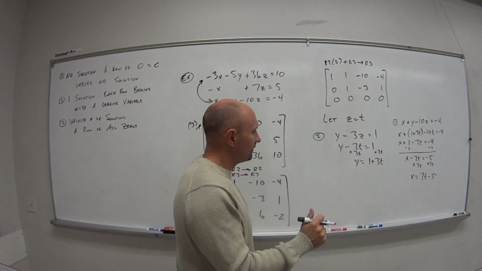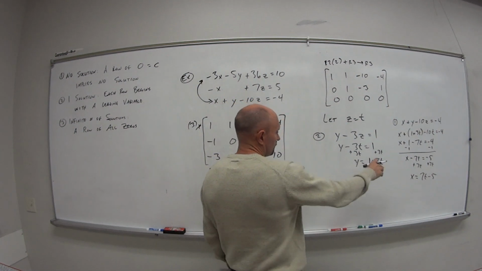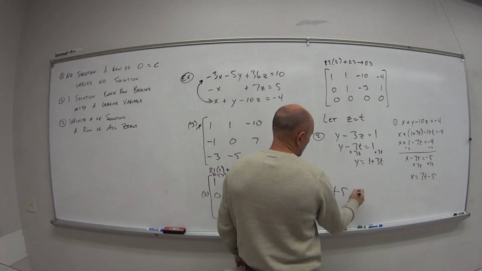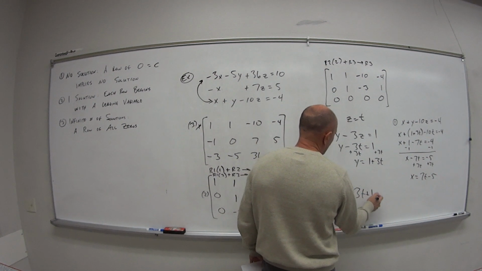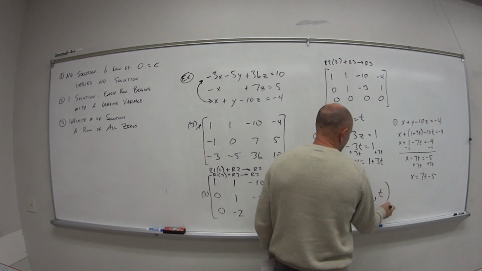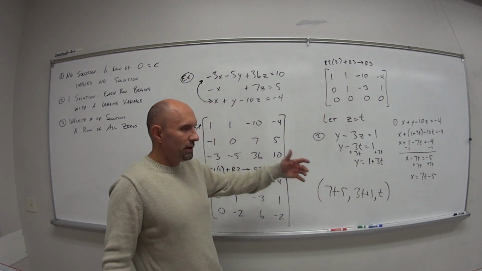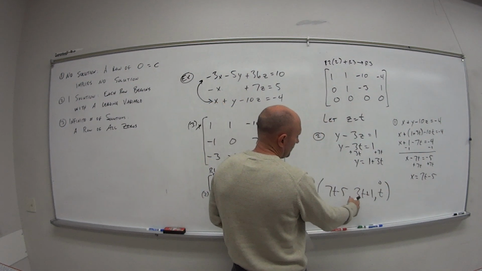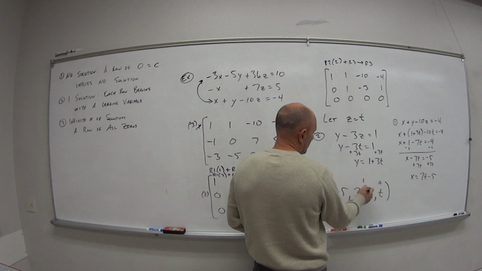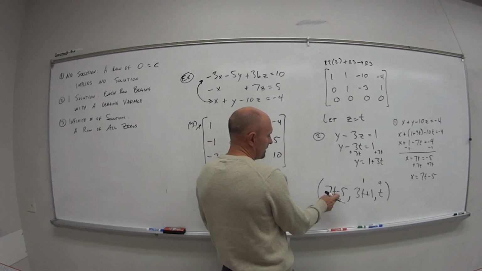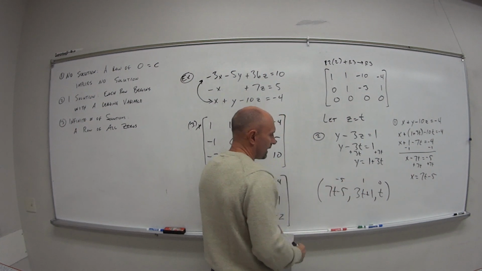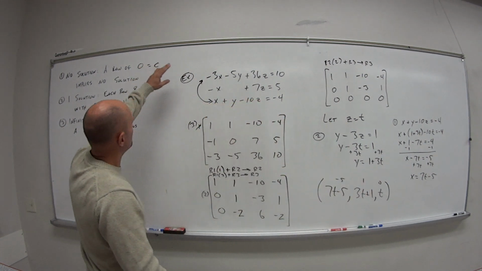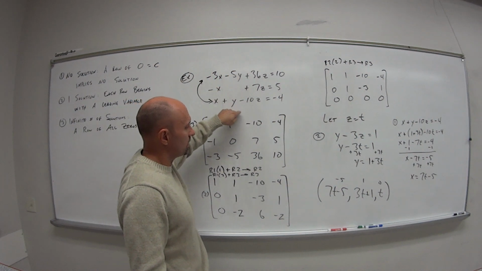So my solution set is going to be the value for x, which is 7t minus 5. Y, which is 3t plus 1. And z is equal to t. So if I pick a value for t, let's say 0, then that means y is 3 times 0, which is 0 plus 1 is 1. And x would be 0 minus 5, negative 5. So this is one possible solution. Negative 5, 1, 0. If you plug that in here, all of these are going to be equal.